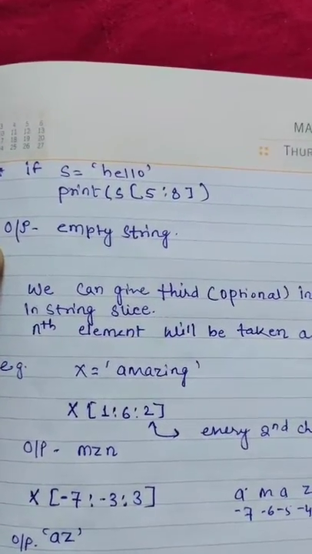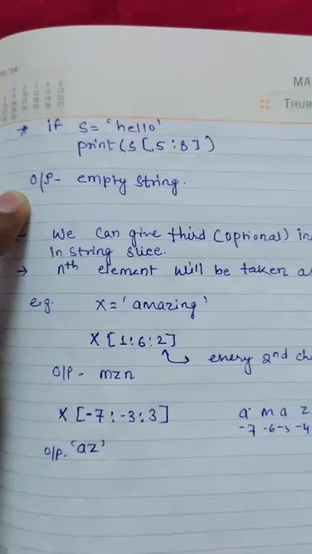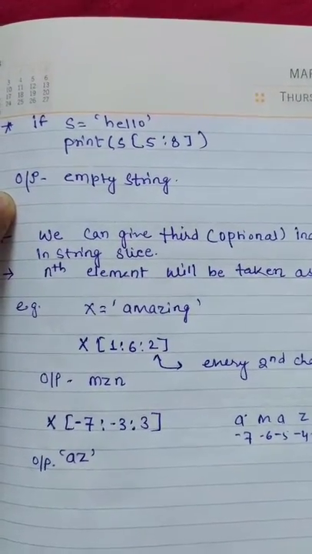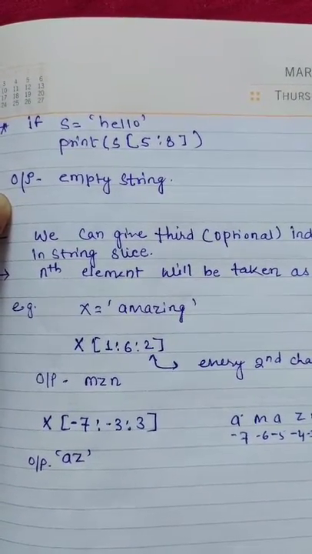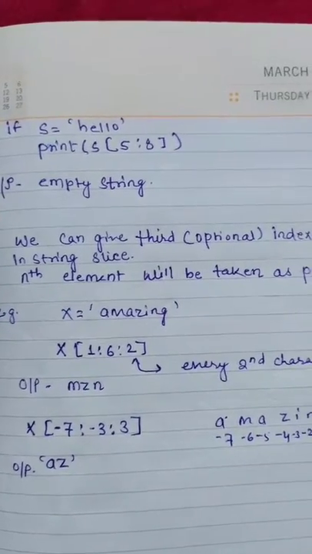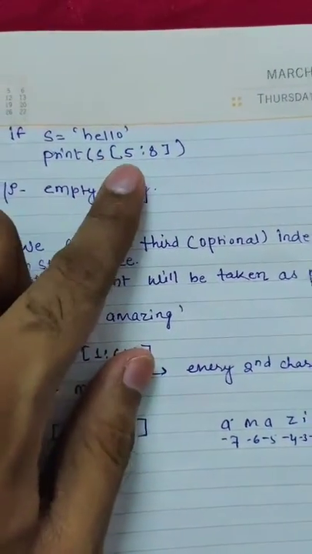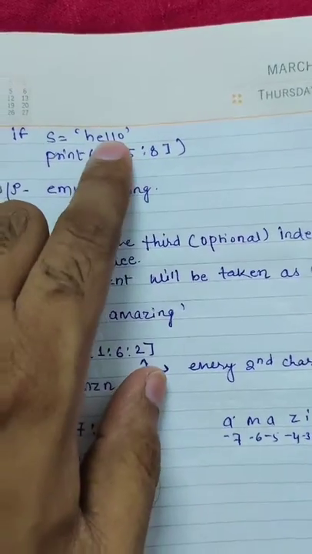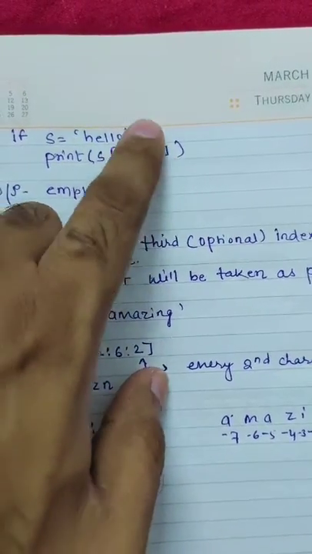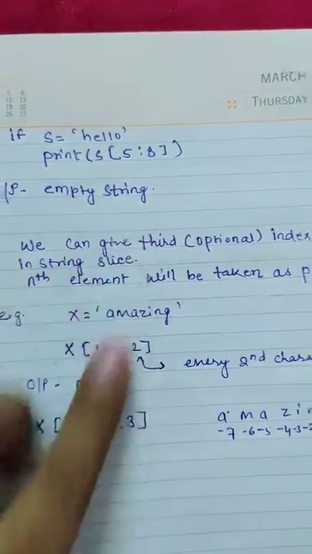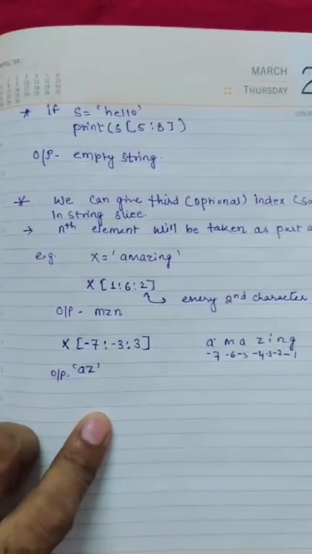Next is what? s is equal to hello, s[5:8] will give an empty string, because the fifth character is not present here, and also the 5th to 8th are not present here, so this will give an empty string. Now next is what?